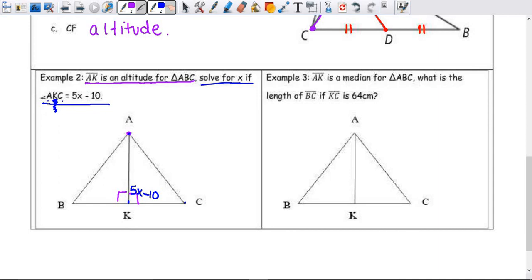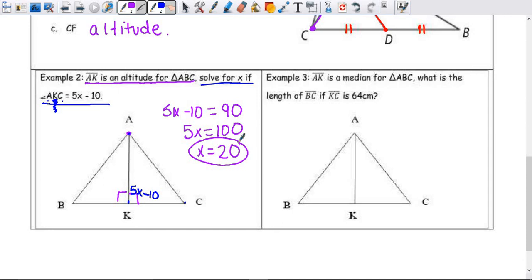All right, so then how would you solve? Well, I know that 5x minus 10 is equal to 90 degrees because an altitude made that 90-degree angle. So to solve, we will add 10, 5x equals 100, divide by 5, and x is 20. It just said to solve for x, so you are done.